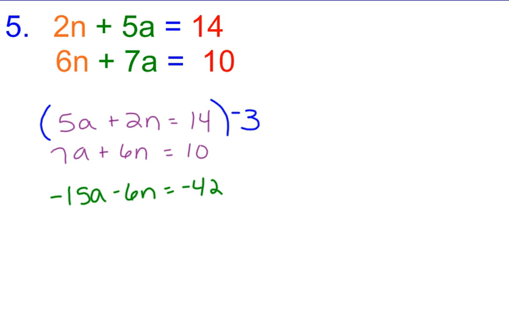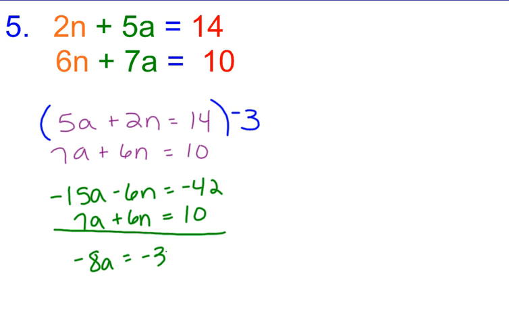So I end up with negative 15a minus 6n equals negative 42, and then my bottom equation is going to stay the same. I didn't actually have to change that, and that's going to happen sometimes. So as I decide to add these, I look at my n's. Are they actually going to add up to 0? They are. I have negative 8a equals negative 32. So when I divide both sides by negative 8, I get a to be 4.